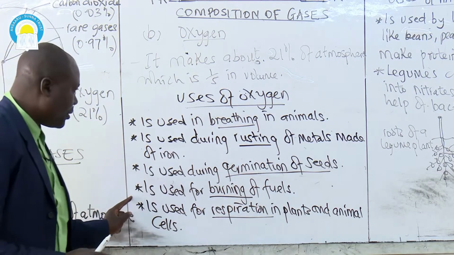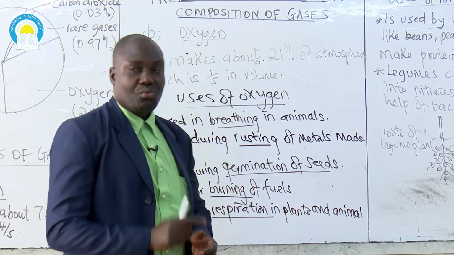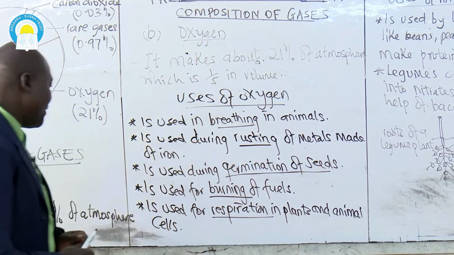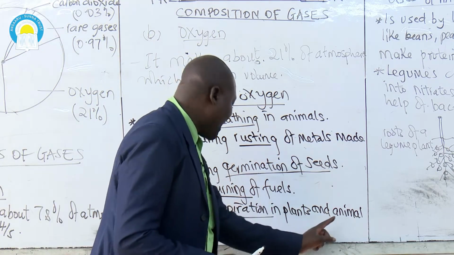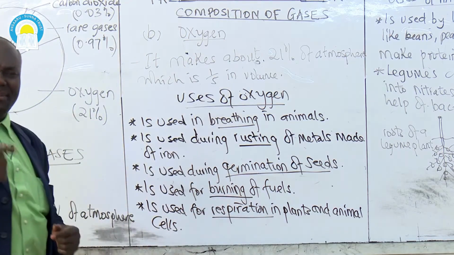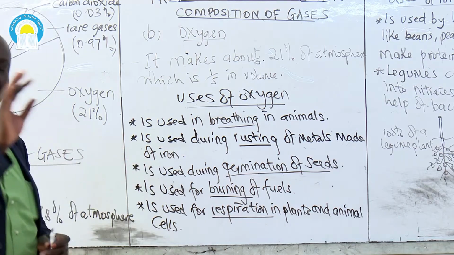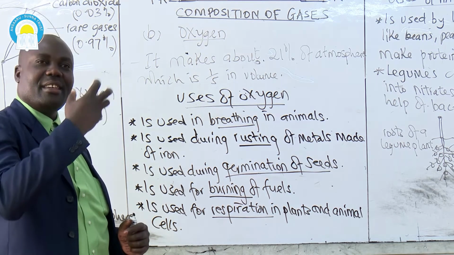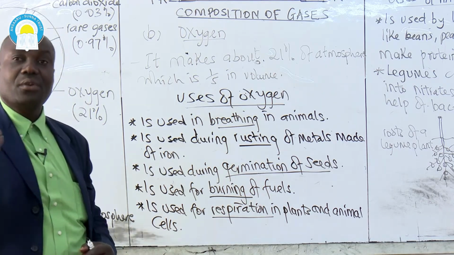Then number 4, oxygen is used for burning of fuels. Without oxygen, burning cannot take place. Number 5 is used for respiration in plants and animal cells. What is respiration? Respiration is the combustion of the food nutrients which are already in the body cells to produce either energy or chemicals for growth.